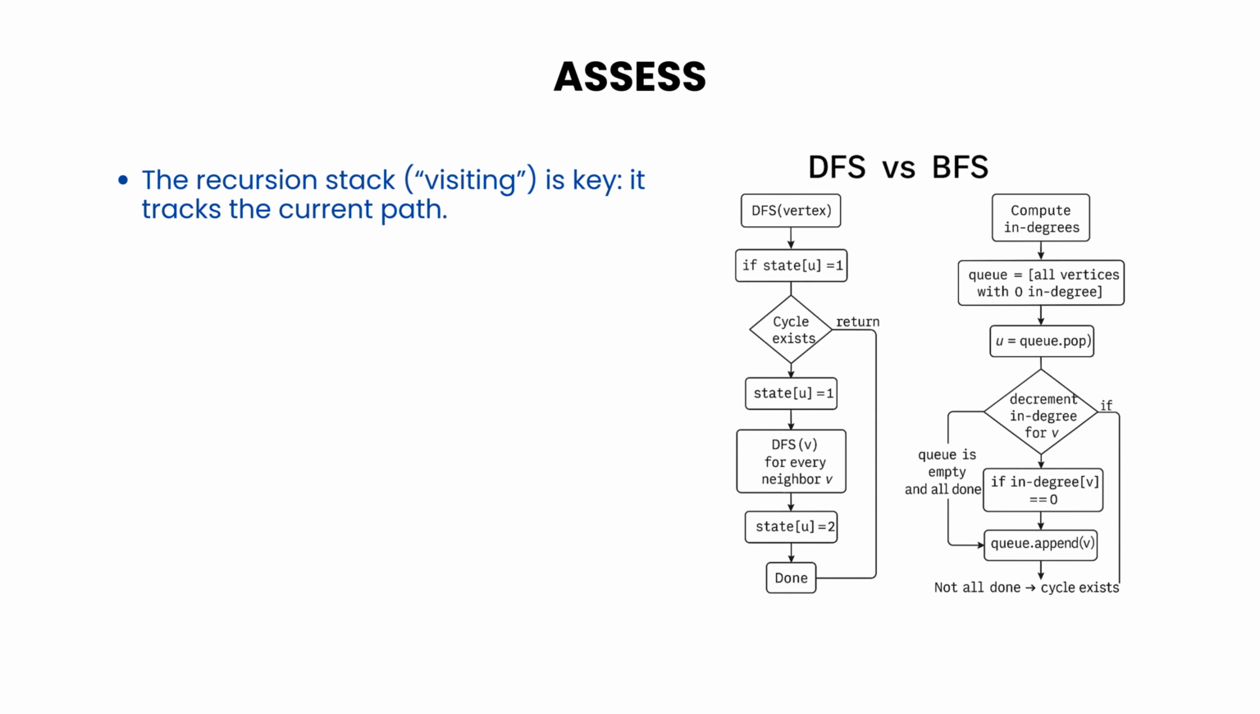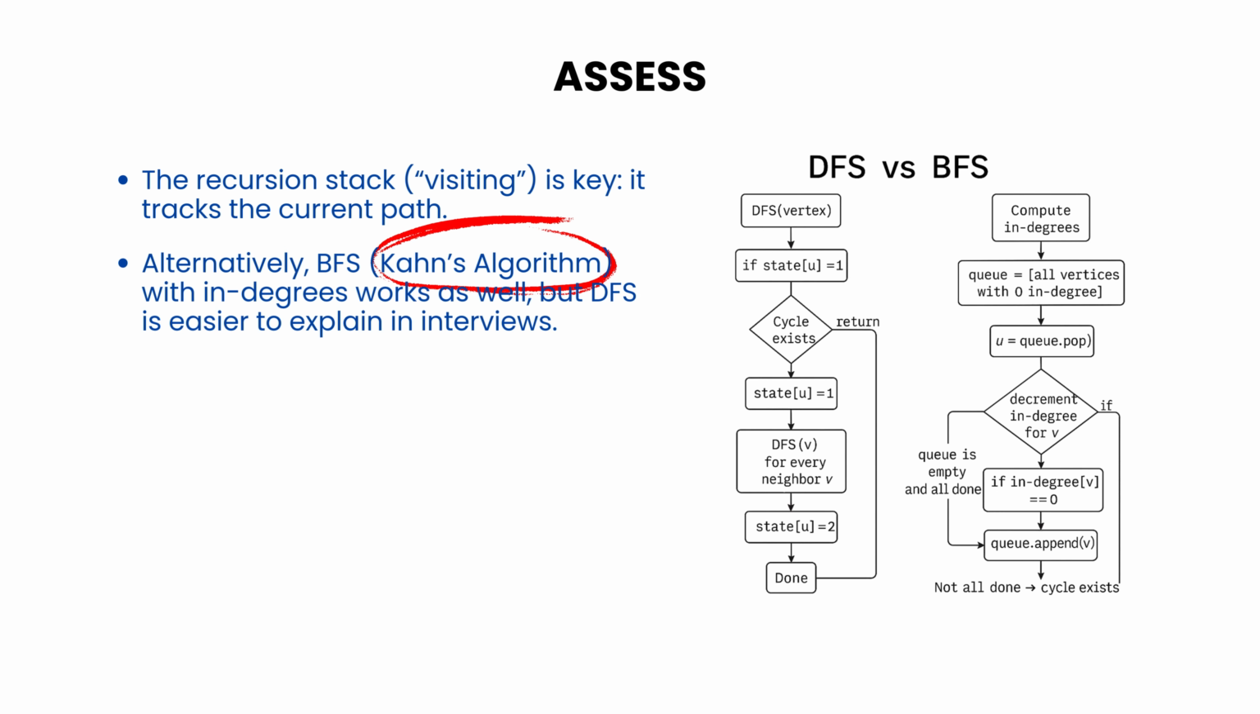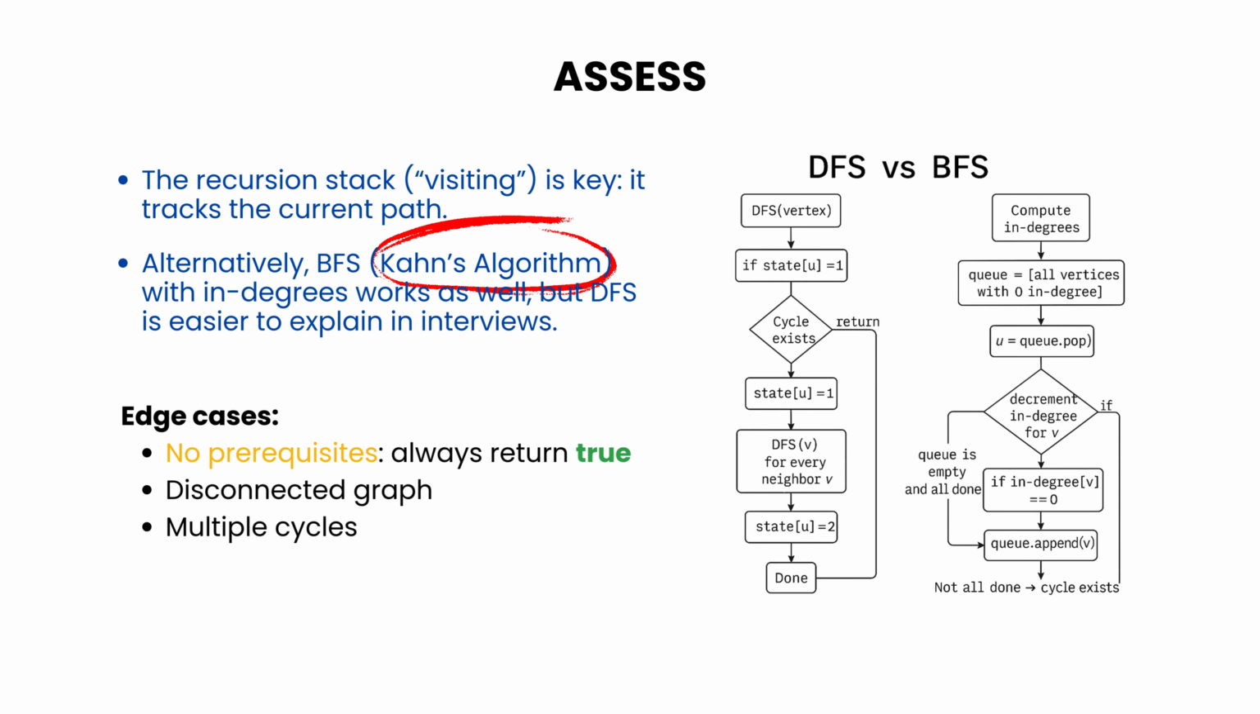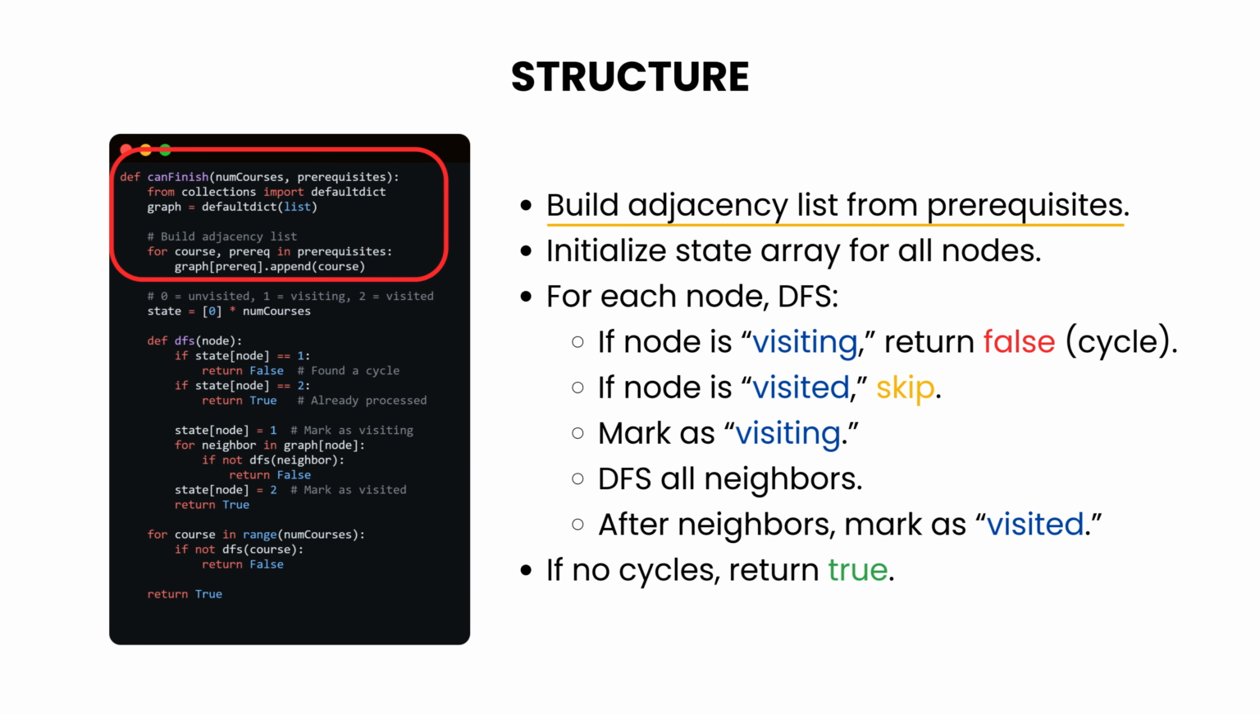Let's clarify. The recursion stack, visiting, is key. It tracks the current path. Alternatively, BFS, Kahn's algorithm, with indegrees works as well, but DFS is easier to explain in interviews. Edge cases: no prerequisites, always return true. Disconnected graph, some courses with no dependencies. Multiple cycles.